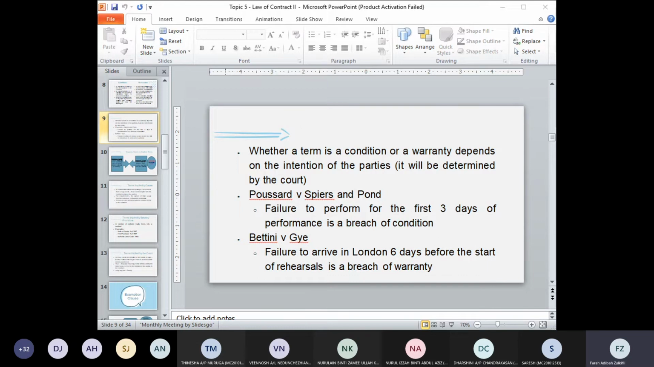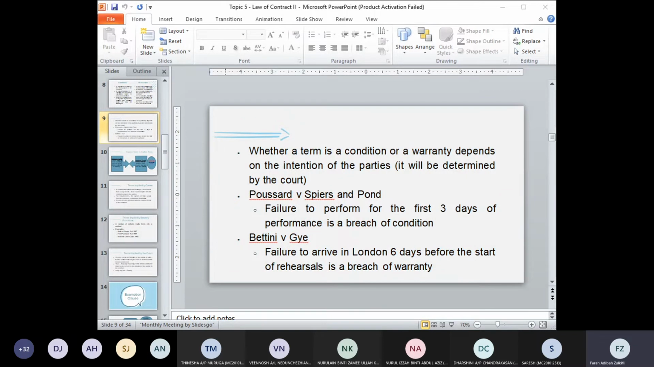But if you are hired to perform and you still perform, but you came late, so you are not able to rehearse with the other people, it is still a breach, but it is not a condition because you are still there to perform. So it is only a breach of warranty. So for a breach of warranty, you can only claim for damages. You cannot discharge the contract. But if it is a breach of condition, you can rescind the contract. You can end the contract.